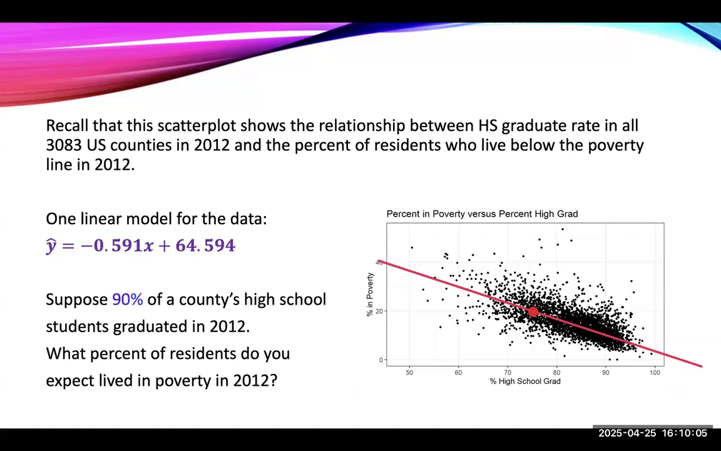Let's try another one. Suppose 90% of a county's high school students graduated in 2012. What percent of residents do you expect lived in poverty in 2012?